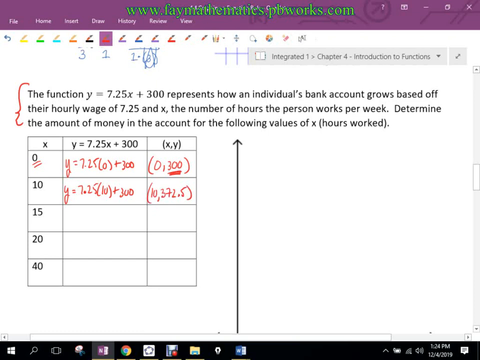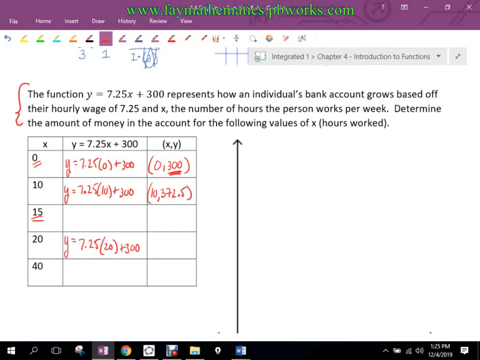I'm going to skip this 15 one for a moment. Let's come down here to 20. Because multiplying by 10 was pretty easy, right? Multiplying by 20 should be just as easy. Because if I multiply by 20, is that similar to multiplying by 2 and then by 10? So what's 7.25 times 2? 14.5, right? 14.50.